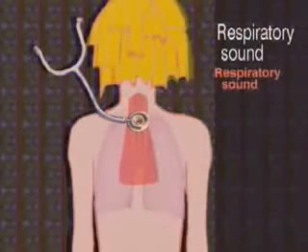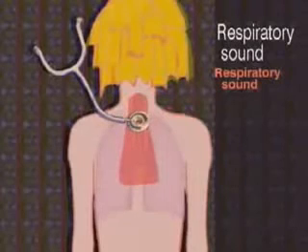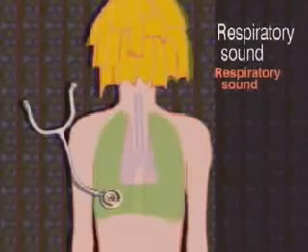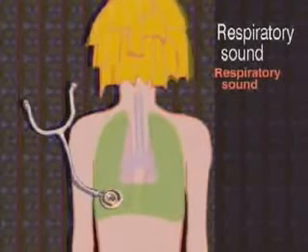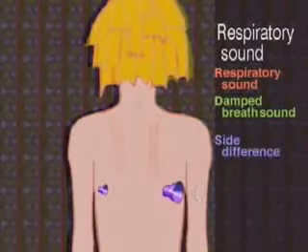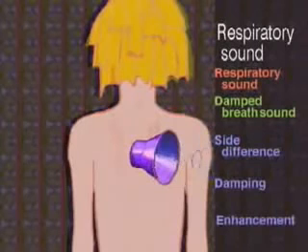Normal respiratory sound is caused by turbulence in the large airways. It can be heard clearly both during inspiration and expiration over the large respiratory airways, between the shoulder blades, and over the sternum. In the peripheral airways, no sound is generated because of laminar airflow. At this point, the breath sound can be heard in a damped manner. During auscultation, note the difference between the sides, as well as damping, or enhancement of the respiratory sound.